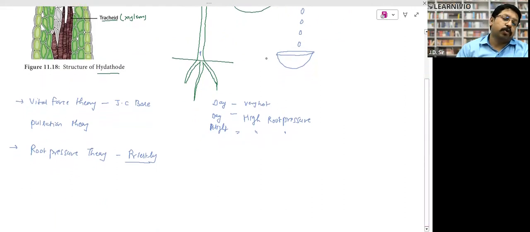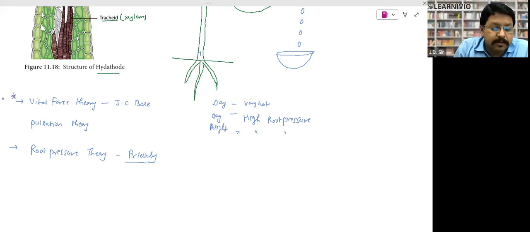There are some theories. Vital force theory, also known as the pulsation theory, was given by J.C. Bose. This is important, right? So what is the vital force theory?